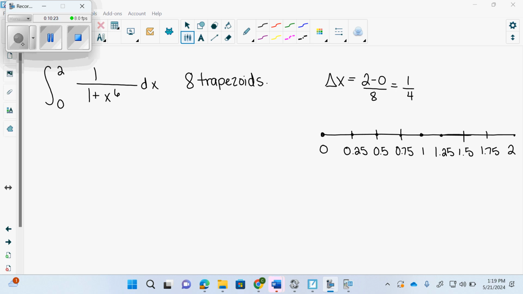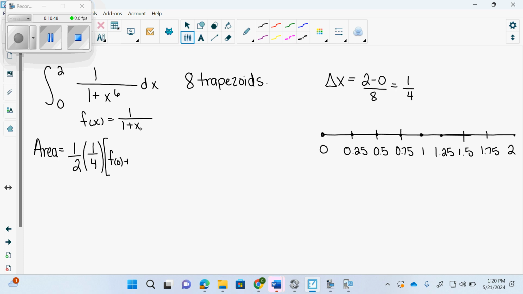The great thing is, though, that you don't have to do all of them separately and then add them. We get to do 2 times certain things, so it's a little bit better. So we still have to do our half because the area of a trapezoid is a half. And then our change in x, which is a quarter, because we did 2 minus 0 divided by 8. And then we have to do f of 0 plus, and we have to say f of x equals, just so we know what f is.